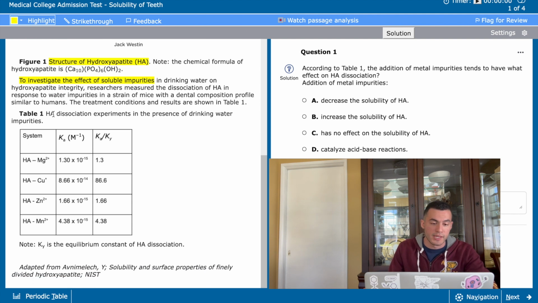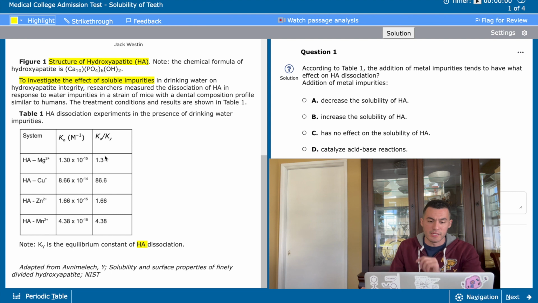So here they have the HA dissociation experiments in the presence of drinking water impurities. They essentially give Ka and they're showing us these different ions right here, where we have magnesium, copper, zinc, and manganese. And then they give us these Ka values to the order of magnitude of 10 to the negative 15th, negative 14th. And then they give us Ky. And then they're saying, note, Ky is an equilibrium constant of HA dissociation. And HA, they're referring to hydroxyapatite.